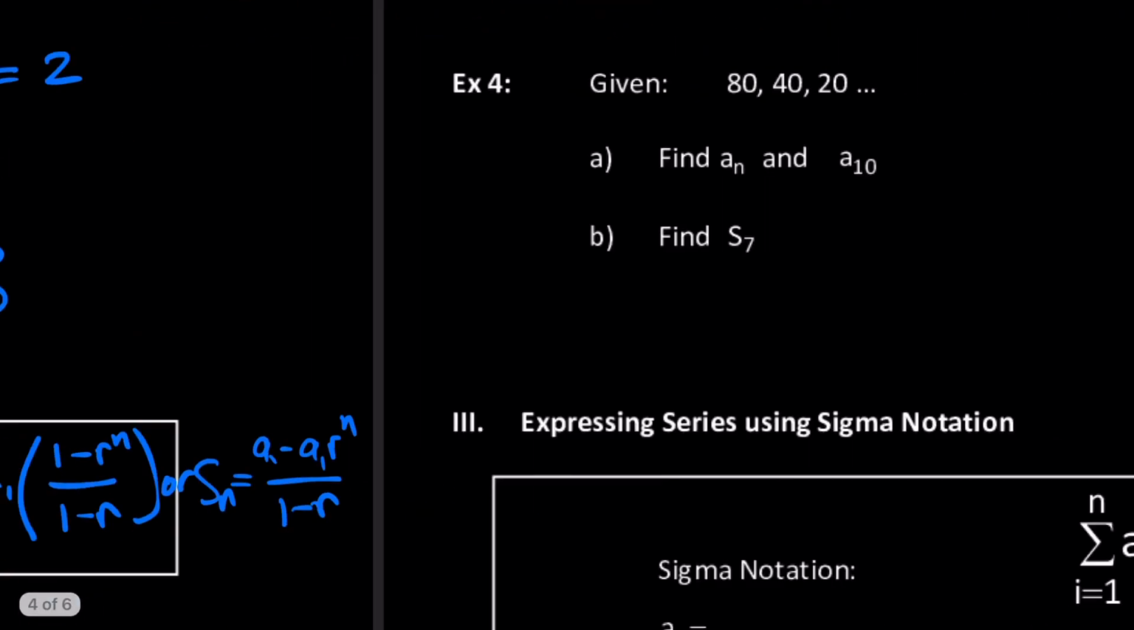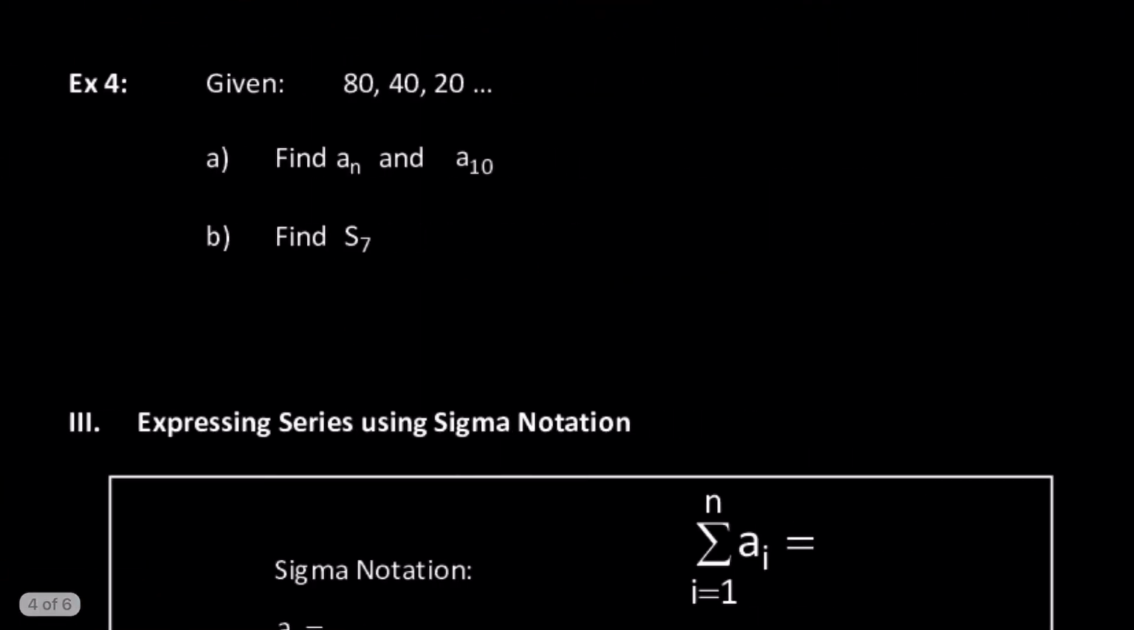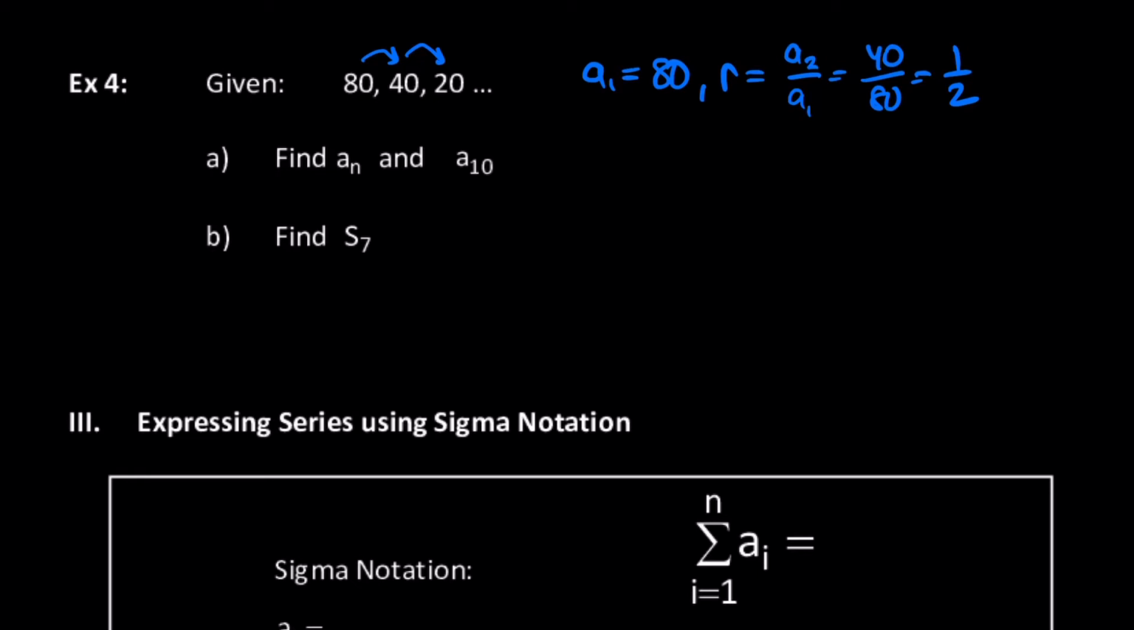Okay, let's try one more like this. Given 80, 40, 20, ... find a sub n and a sub 10, and then the sum of the first 7 terms. Okay, so what do we know? A sub 1 is 80. R, remember, an easy way to find R, if you're looking here like, oh, the numbers are decreasing, it's not as easy, is to always take a sub 2 and divide it by a sub 1. All right, so that kind of reminds you, oh, it's less than 1 because the numbers are decreasing. So R is going to be 1/2 in this case.